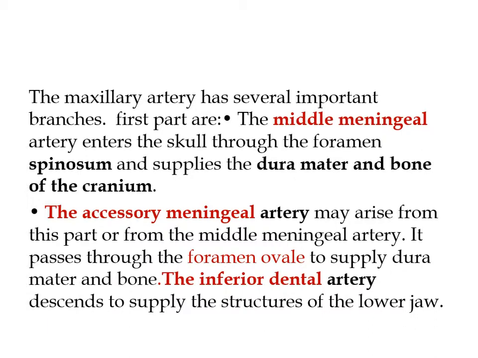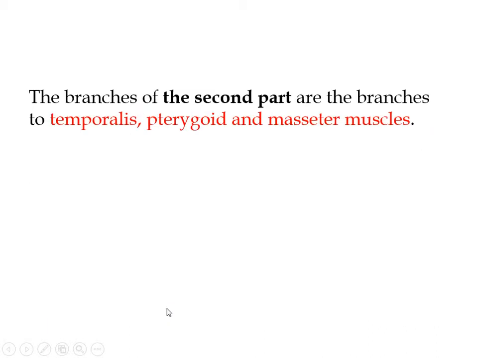Exactly. Extradural hematoma comes from the middle meningeal artery, because it supplies the dura and the bone of the cranium. The second branch is the accessory meningeal artery, which may arise from this part or from the middle meningeal artery and passes through the foramen ovale. This one is from the foramen spinosum, while this one is from the foramen ovale, to supply the dura mater and the bone. The inferior dental artery descends to supply the structures of the lower jaw.